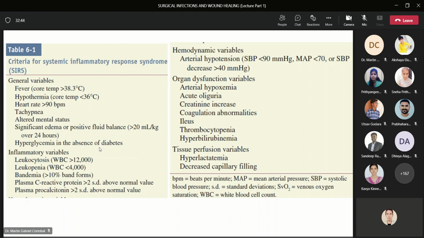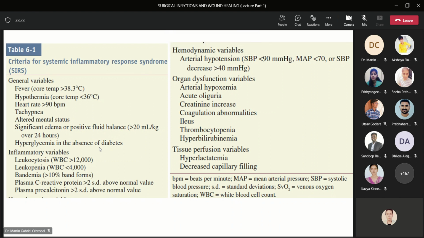For the inflammatory variables, we have leukocytosis with a WBC of more than 12,000, leukopenia with a WBC of less than 4,000, bandemia of more than 10% band forms, plasma C-reactive protein of 2 SD above the normal value, and plasma procalcitonin of 2 SD above the normal value. For the hemodynamic variables, we have arterial hypotension with a systolic blood pressure of less than 90 mmHg, MAP of less than 70, or a decrease in the systolic blood pressure of more than 30 mmHg.